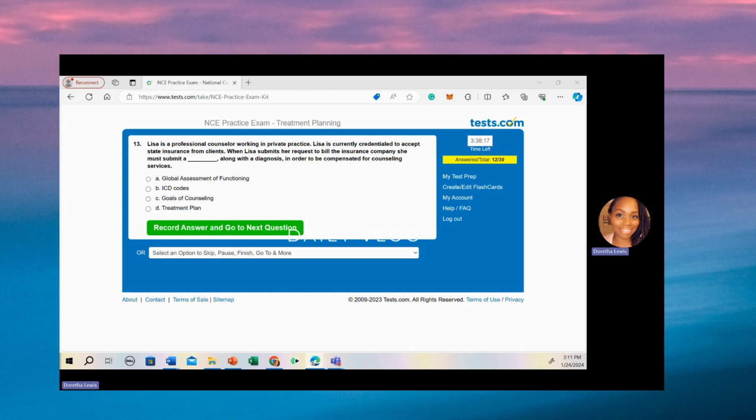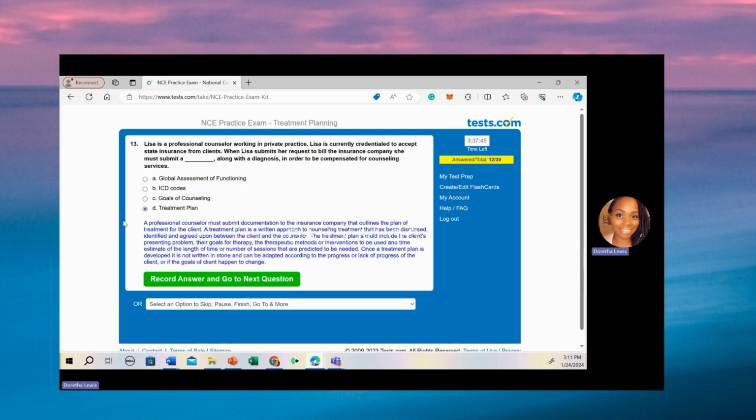Lisa is a professional counselor working in a private practice. Lisa is currently credentialed to accept state insurance from clients. When Lisa submits her request to bill the insurance company, she must submit a blank along with a diagnosis in order to compensate for counseling services. A, global assessment of functioning. B, ICD codes. C, goals of counseling. And D, treatment planning. We're going to go with D, treatment planning.